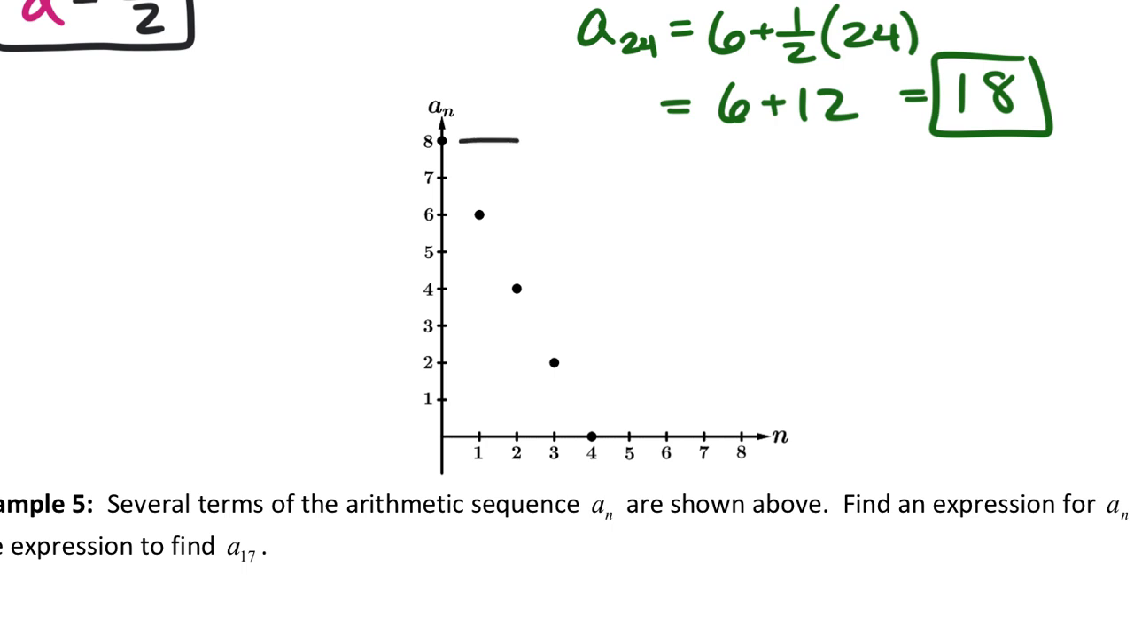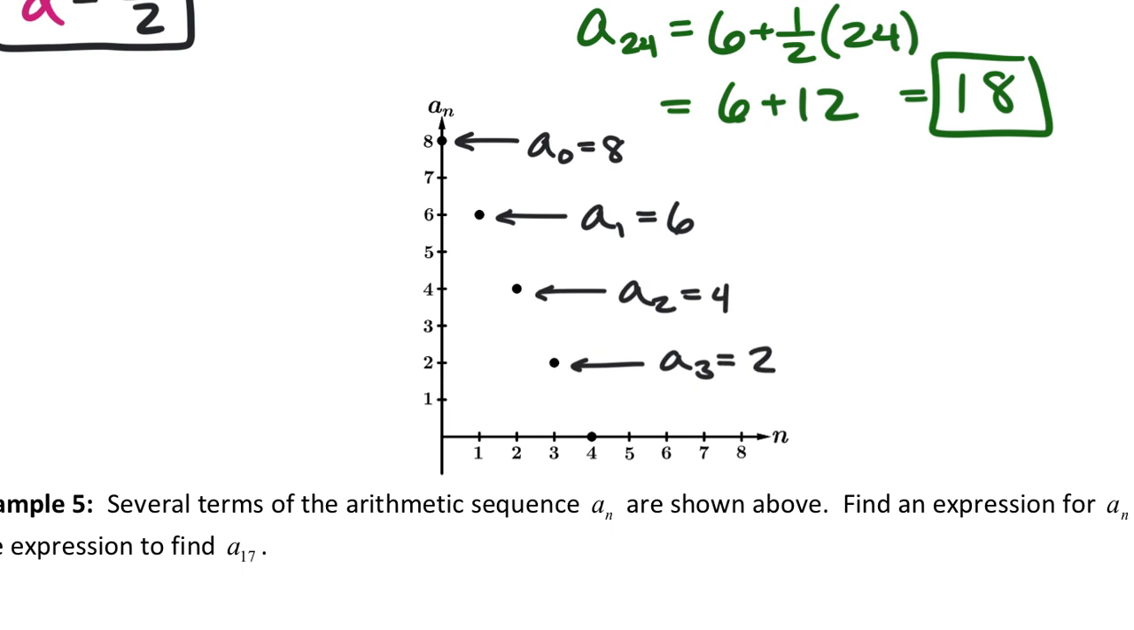This coordinate point right here is what input value? What output value? 8. So this is a sub 0 equal to 8. What about this coordinate point? How would you write that one? A sub 1 equal to 6. Okay, what about this coordinate point? Okay, and then this last one down here.